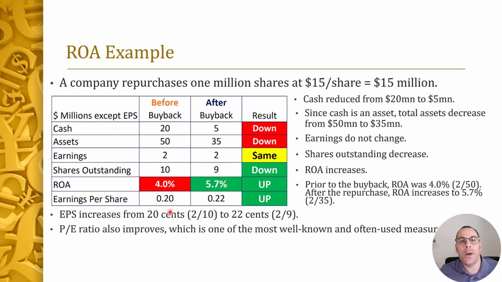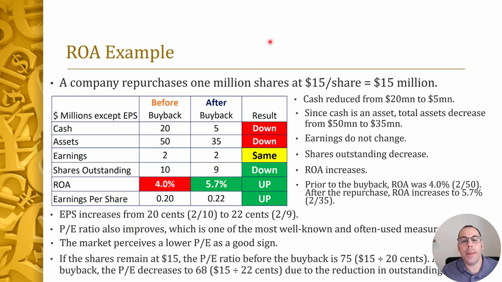The PE ratio is one of the most well-known ratios in investing. It's used by a lot of people as a benchmark for value. The PE also improves when a company does a buyback. When the PE goes down, the stock appears more attractive. So if the shares remain at $15 after the buyback, the PE ratio goes from 75 to 68. The PE before the buyback was 75, $15 a share over 20 cents. PE is share price over earnings per share. After the buyback, the PE went to 68, $15 over 22 cents.